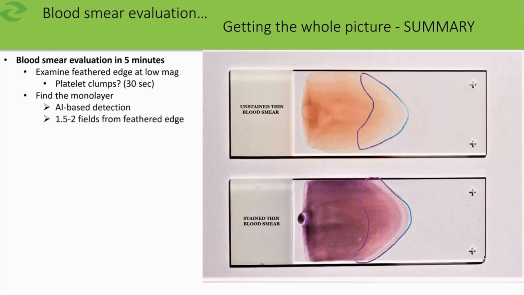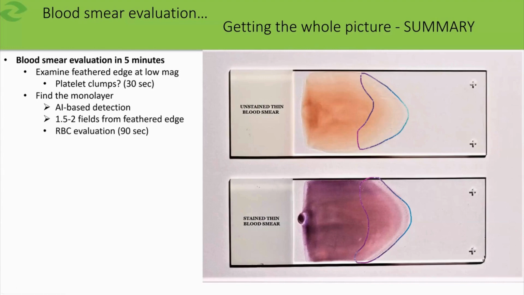If you're using a conventional microscope, find the feathered edge, and then at 10x, if you just move 1.5 to 2 full fields into the body of the smear from that feathered edge, that should put you at the start of the monolayer. If the patient's anemic, you might have to go one more field, but you should be in that monolayer. That's really where you want to do all of your evaluations.